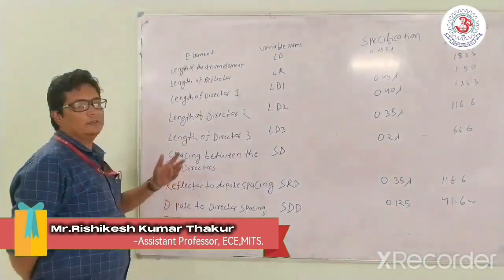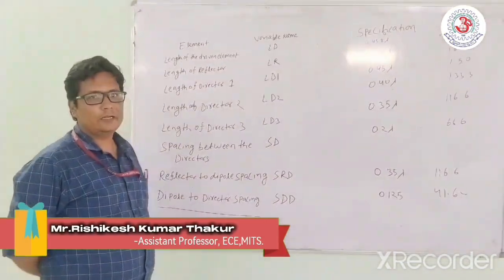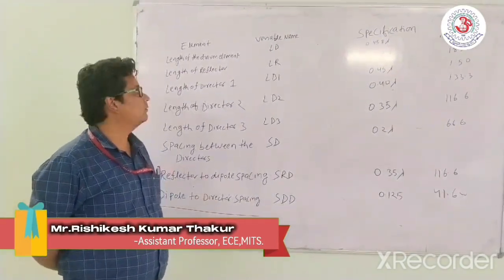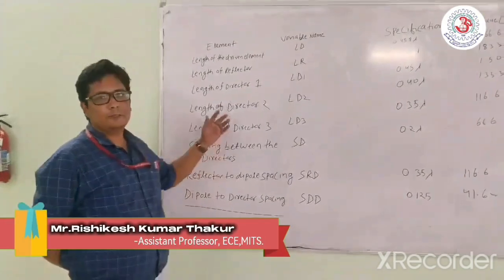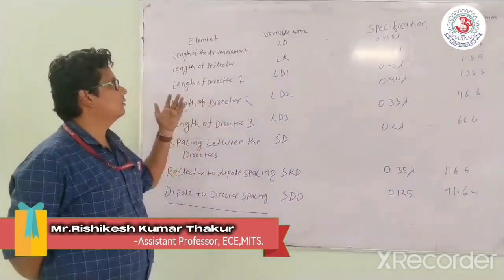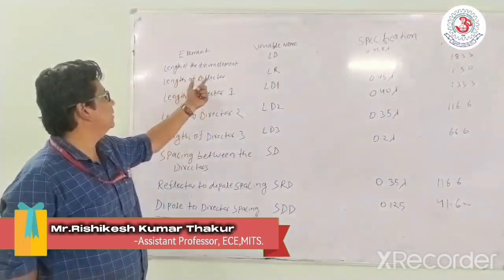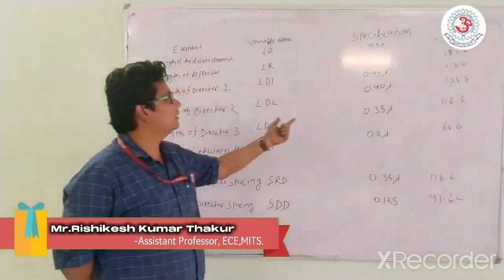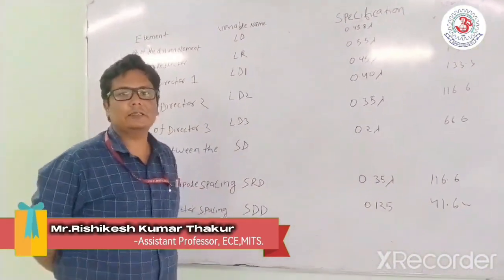In the Yagi antenna we have one driven element, one or two directors depending on the application, and a reflector. These are the specifications given for this Yagi-Uda antenna: the length of the antenna, the length of the driven element, the length of the reflector, and the length of the director. Based on these, we are designing this Yagi antenna.